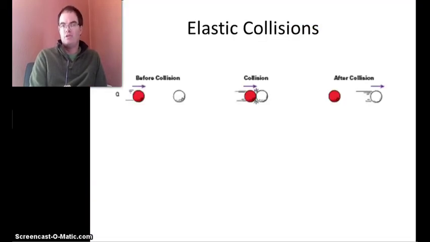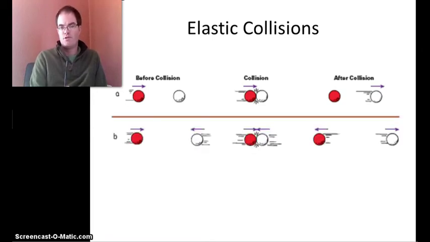In an elastic collision, we have an object that comes along, collides with another object, and then after that collision, it transfers all of its momentum, and that other object goes flying off. This could look different ways. In this next picture, we see the two objects are coming towards each other. They collide and then they go away from each other.